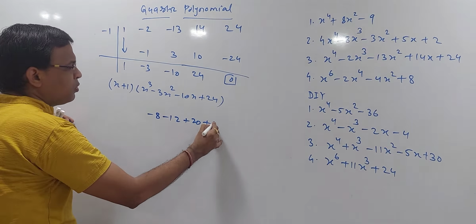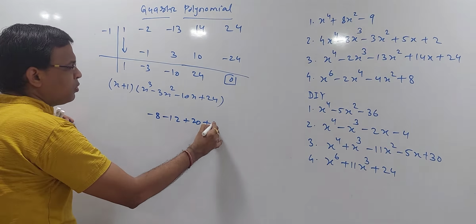One more factor is 3, so minus 3 I can try. So it is minus 27, and this is again minus 27, and this is plus 30, plus 24, and this is working. See, this is 54 and this is minus 54. So this is working. What does it indicate? It indicates that one more factor is minus 3. We can get this factor very quickly.